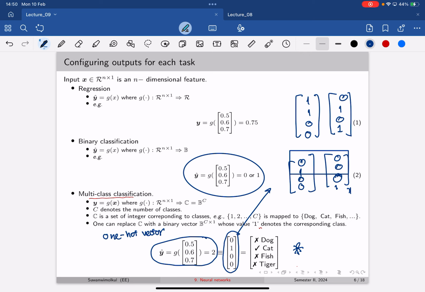Somehow if you sum them together, this is a distance of 2, and this is also a distance of 2. So the difference caused by the errors of your classification wouldn't be that different compared to if you were to use integers to represent them. That's the reason why people sometimes prefer using this one-hot vector.